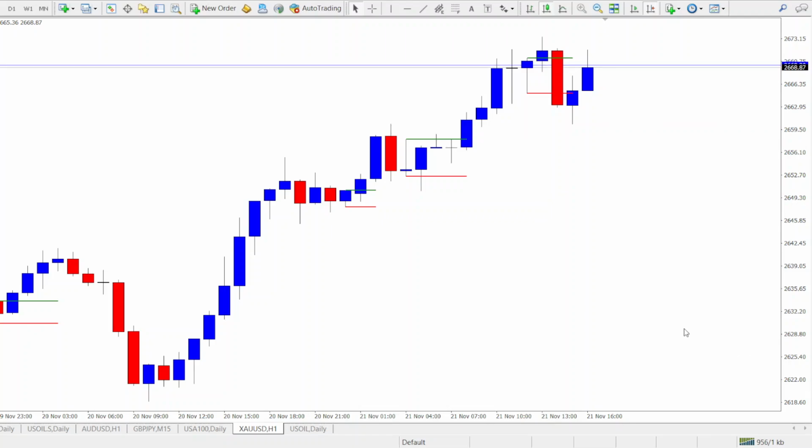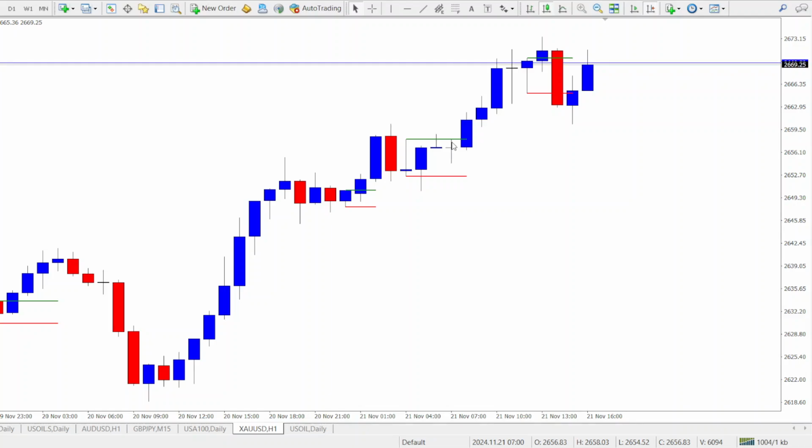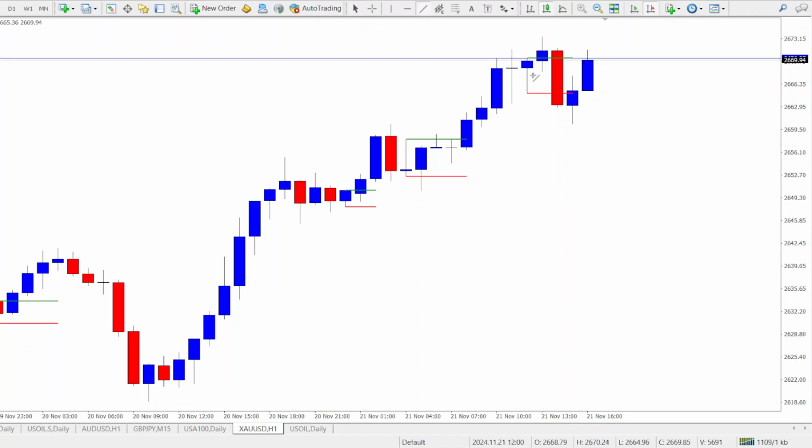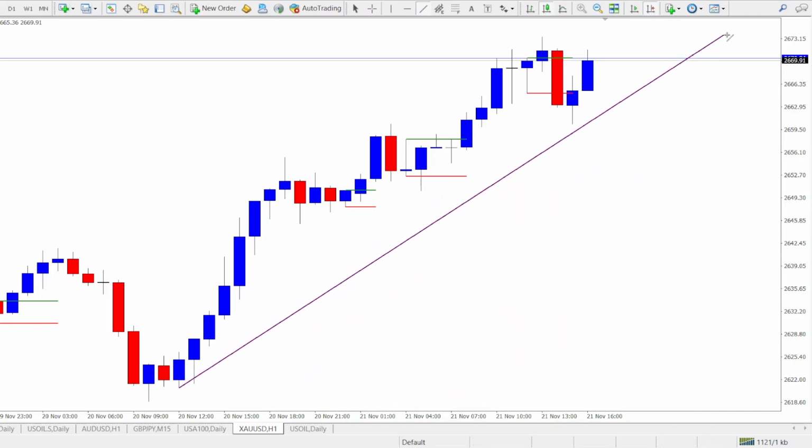Inside bars indicate a temporary market pause as traders wait for a catalyst. The breakout direction often aligns with the prevailing trend. So how to trade inside bars is that after the inside bar has been identified, the indicator is going to identify them for you automatically. When you have a breakout in one direction, watch out for a confirmation in that direction, because you would likely have the price continue in that direction, especially if it's in the direction of the trend.